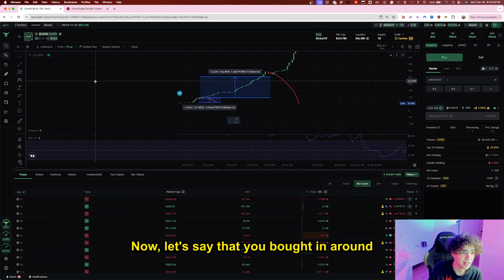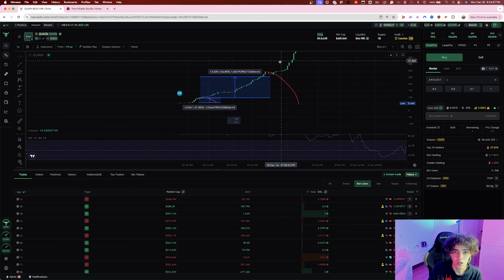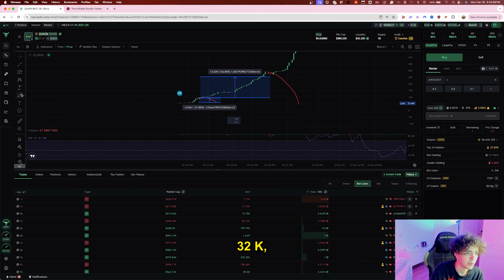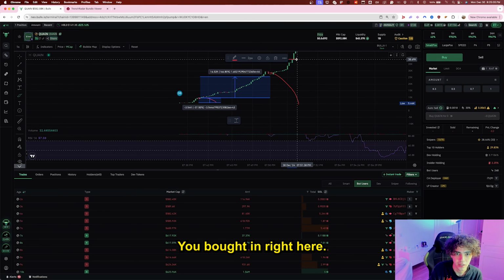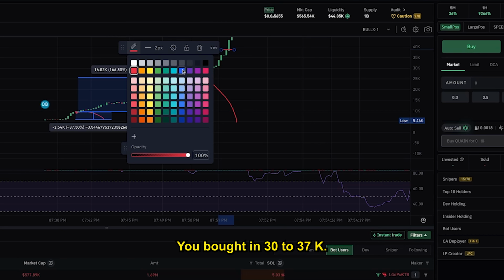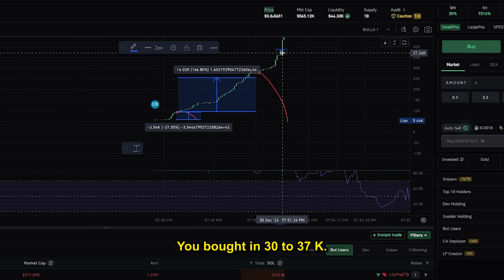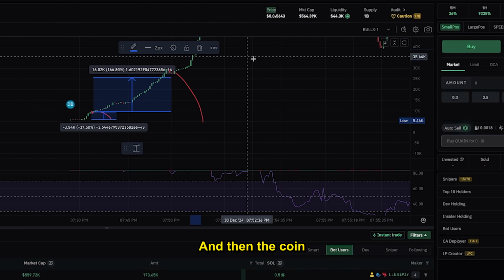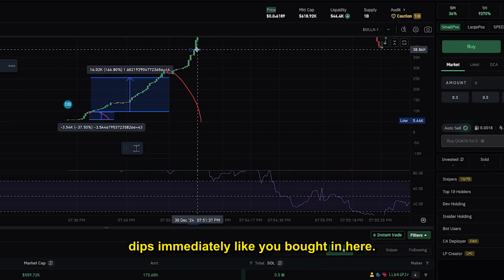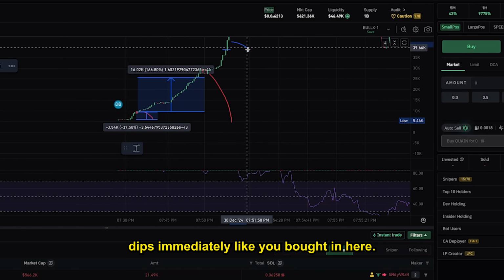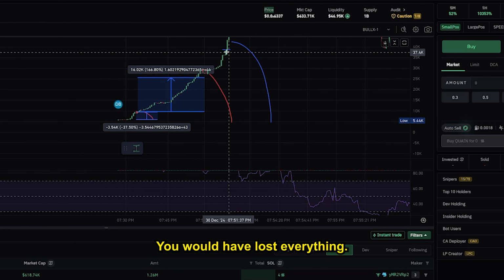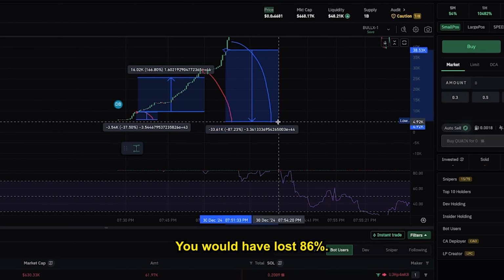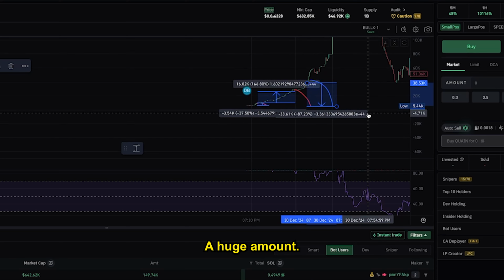Now, let's say that you bought in around 32K, and we'll use a different color for this one. You bought in right here, and this is blue. You bought in 37K, sorry. And then the coin dips immediately. You bought in here and then you're gone. Well, how much money would you lose? You would have lost 86%, a huge amount.